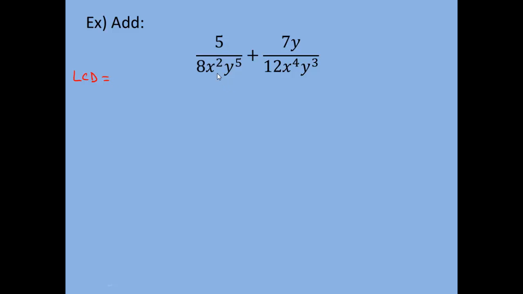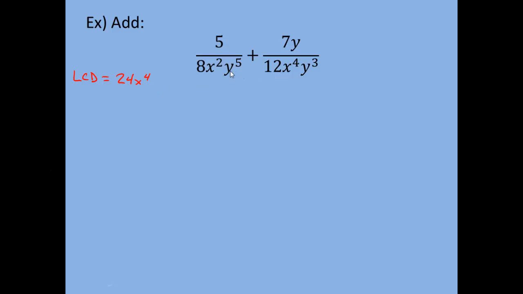And we want to look at the coefficients, and then the same variables with the same variables. So 8 and 12, the smallest number they can both go into evenly is 24. And then we have x squared and x to the 4th. The smallest thing they can both go into evenly would be x to the 4th power. So you always want the largest power of the variable that you see down here. So x squared and x to the 4th, we want x to the 4th.